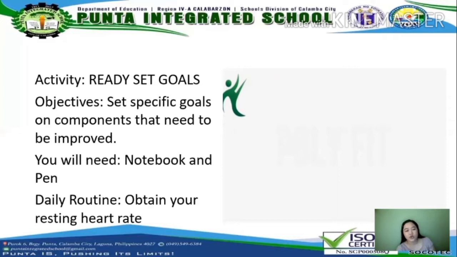Next, let's get your maximum heart rate. You have to subtract your age from 220. For example, 220 minus 13, that will be 207. So 207 is your maximum heart rate. Very good. Okay, let's continue.